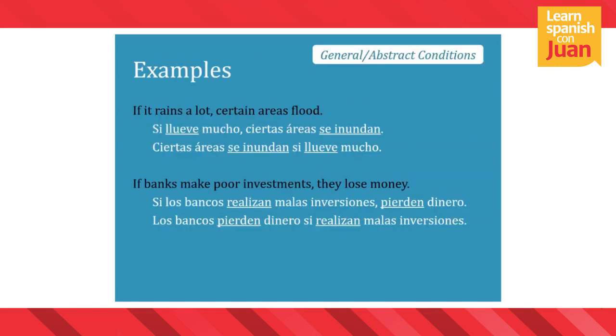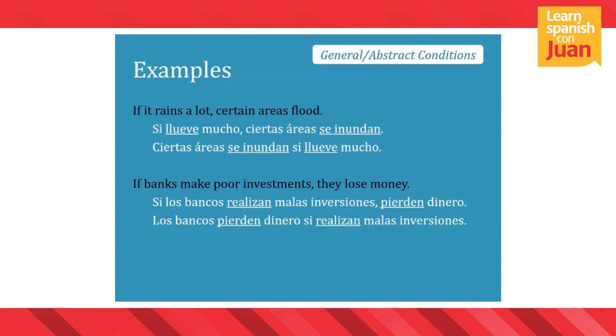Okay, so let's talk about our first category of conditions or if statements, those that describe general or abstract conditions. In these kinds of if-then statements, we're talking about things in the abstract, describing or explaining general conditions and consequences. So we're not referring to any specific time frame or persons. That's important. Let me repeat that. We are not referring to any specific time frame or persons.